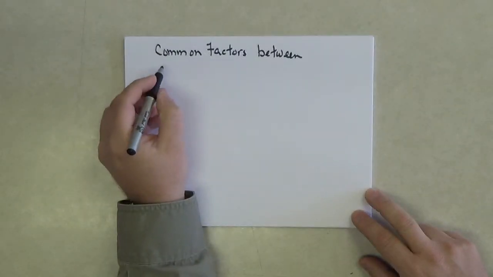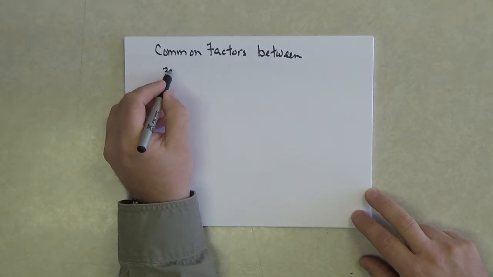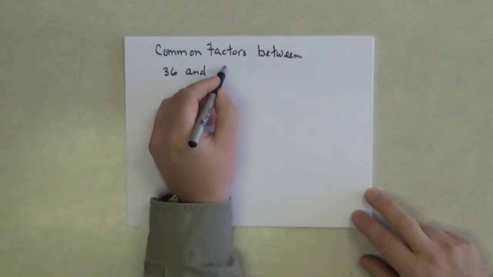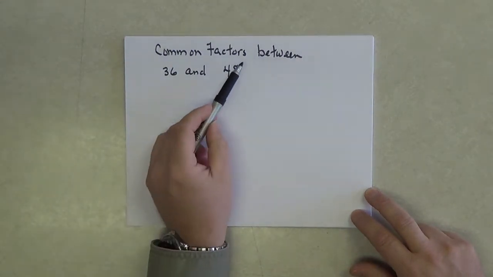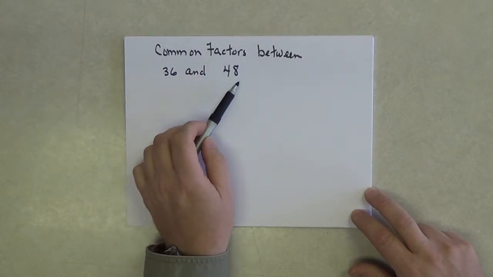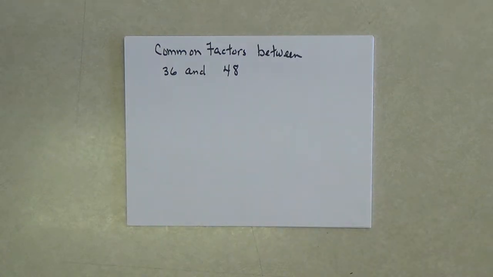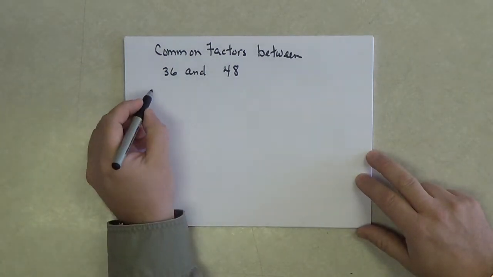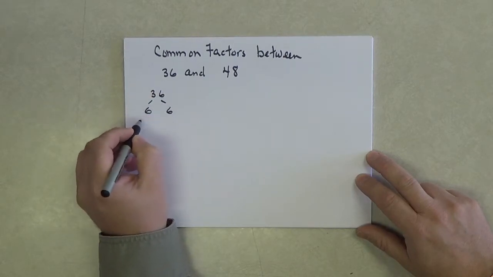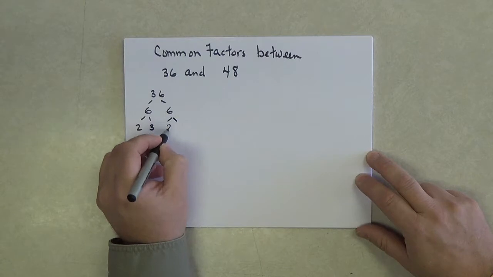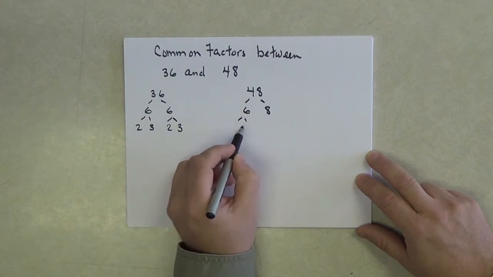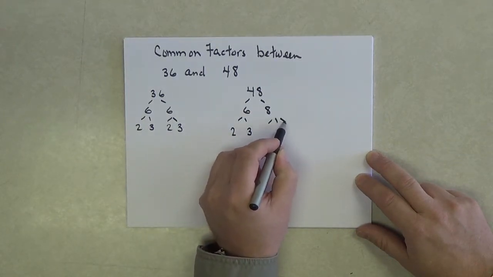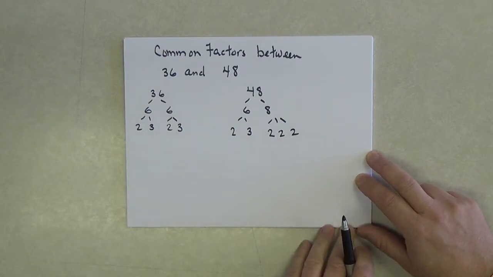And let's suppose my two numbers would be something like 36 and 48. And I want to know all of the numbers that divide these two numbers evenly, i.e. they are factors that can be used to get to 36 and 48 through the process of multiplication. Well, 36 is 6 times 6, which is 2 times 3, 2 times 3. And 48 is 6 times 8, well, that's 2 times 3, and 8 is 2 times 2 times 2.